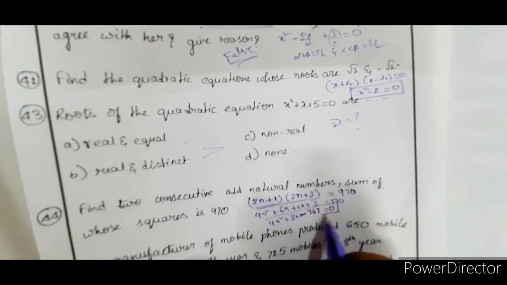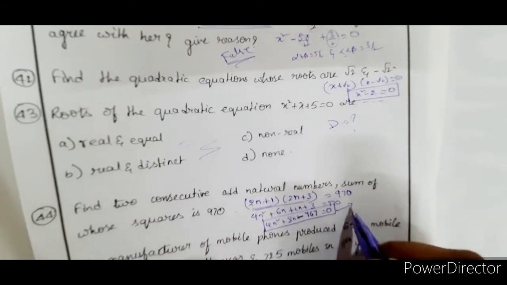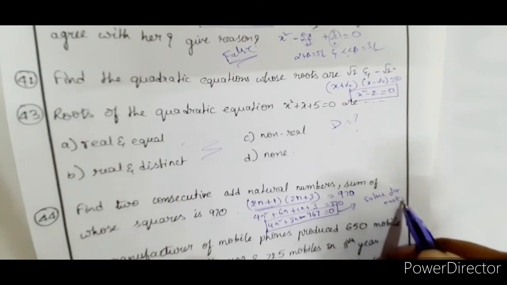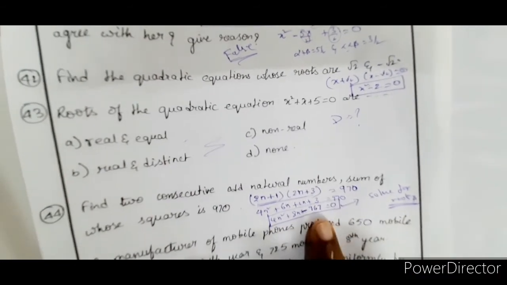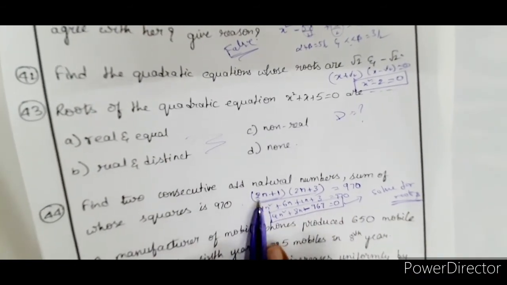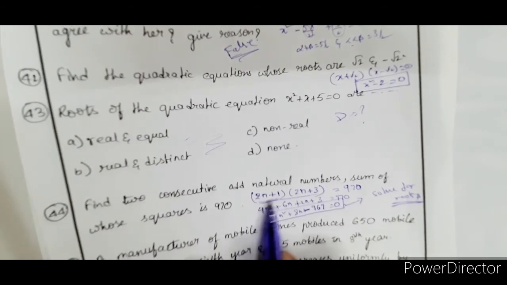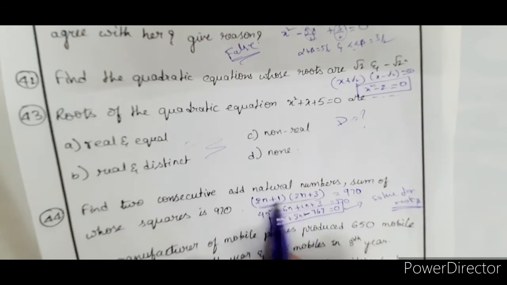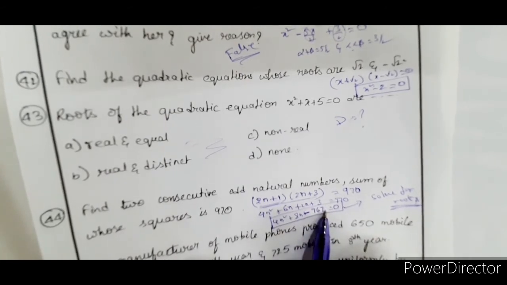This is the equation. Solve for the roots. Using the discriminant formula, find the roots, then you will get n. Once you know n, you substitute in 2n plus 1 and 2n plus 3, and you will be getting the two odd numbers. Clear?